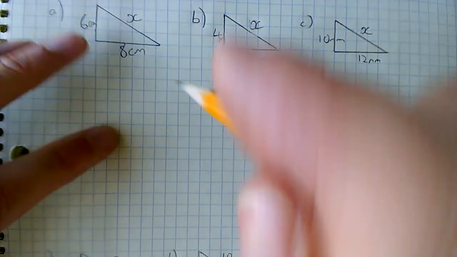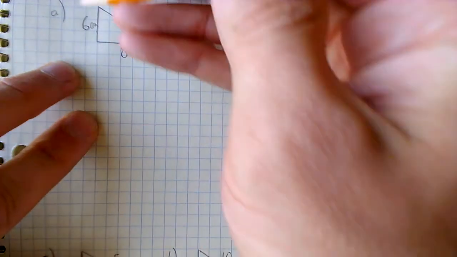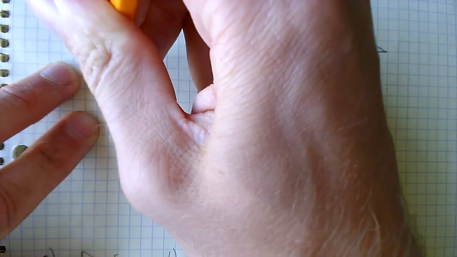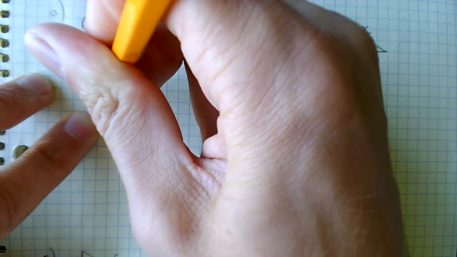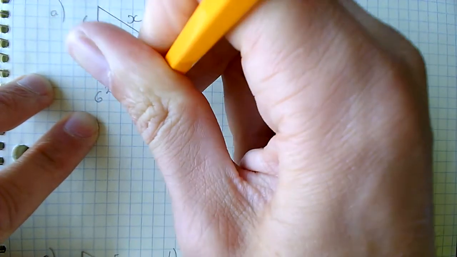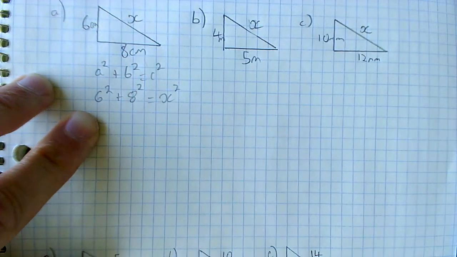Okay, so quickly going through the answers. I believe that one I used as an example, but we'll do it again. So we've got a squared plus b squared equals c squared, where it doesn't matter which way around. I'm going to call a 6, so we've got 6 squared, b will be 8 squared. Now it's going to equal x squared.